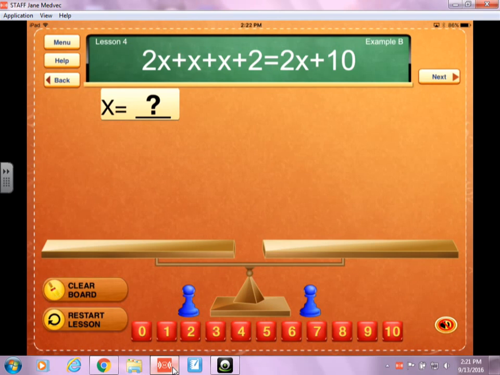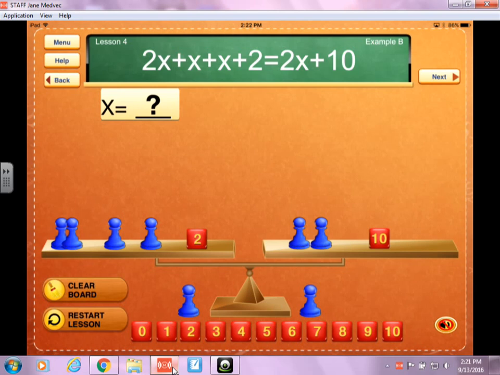Okay, so the first thing that we do is we set this thing up. So I'm going to grab 2x plus x plus x plus 2 equals 2x plus 10. And again, remember that when I have 2x right here in the front, that there's 2 blue pawns. We don't use a number cube there. And again, on the right-hand side, when it says 2x, I take 2 blue pawns. I don't put a number cube 2 and a pawn next to it. I don't do that. All right?